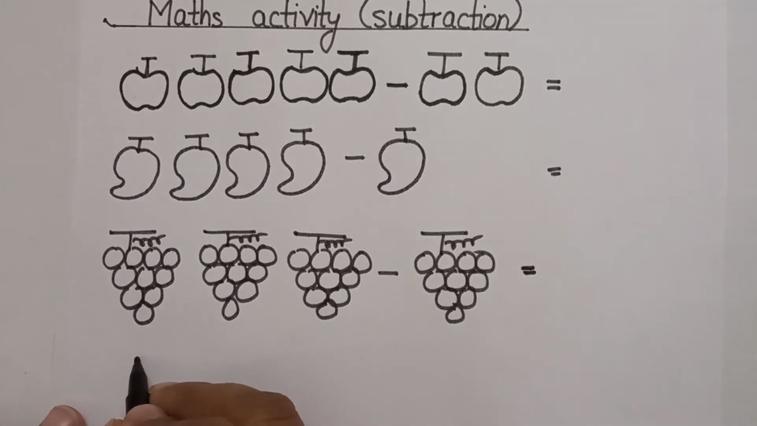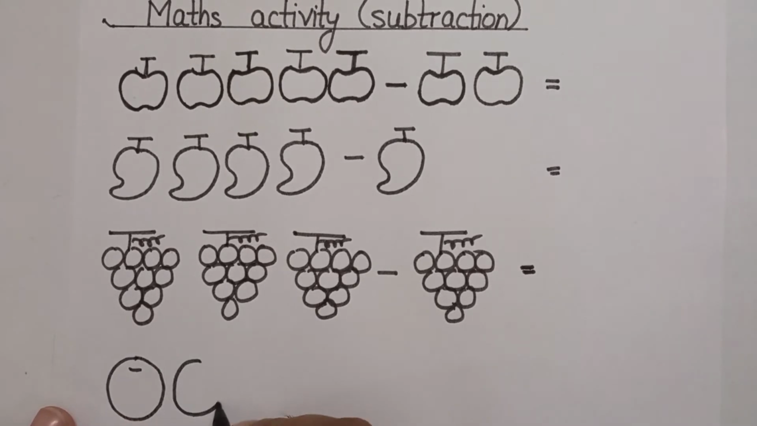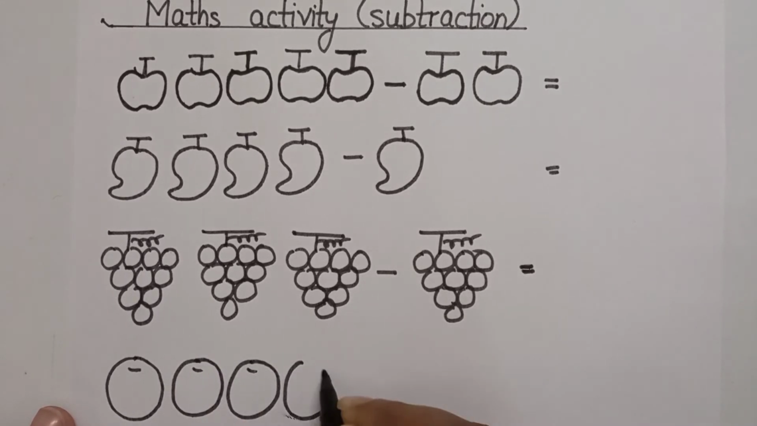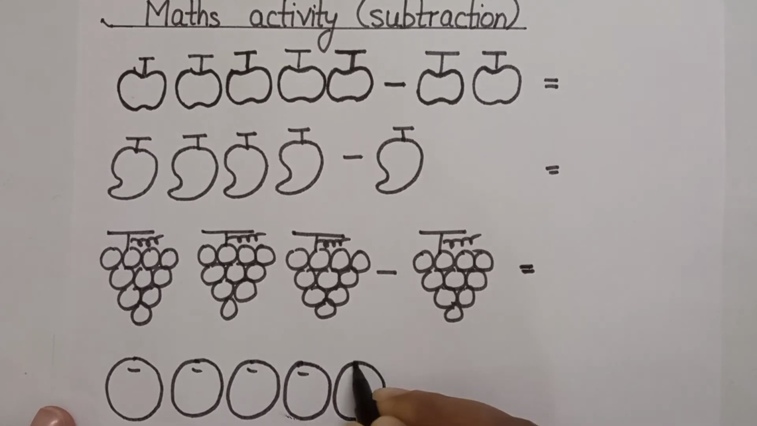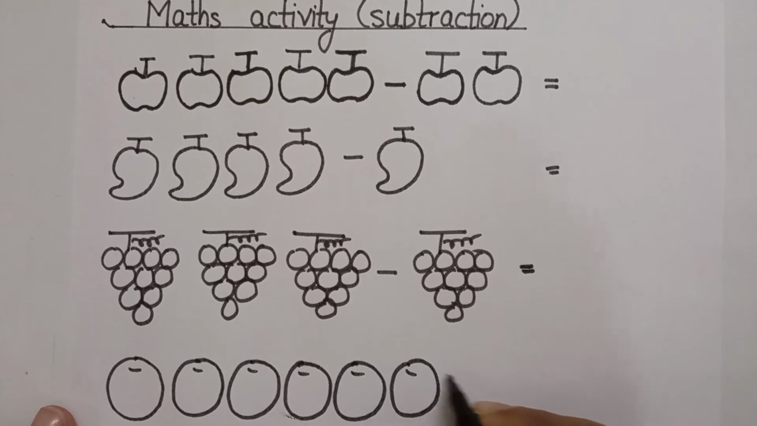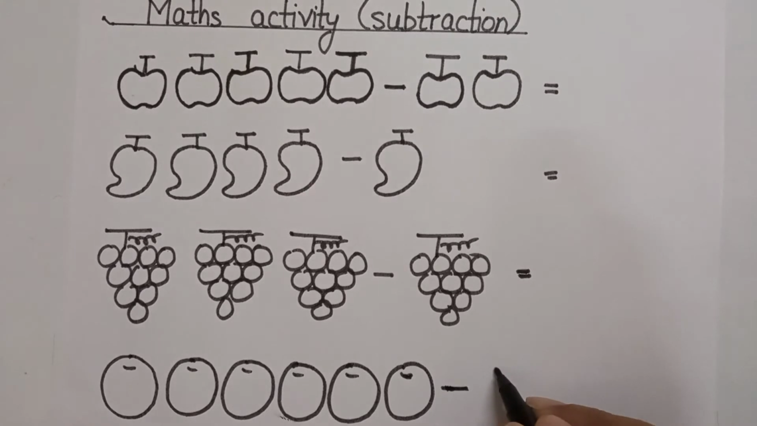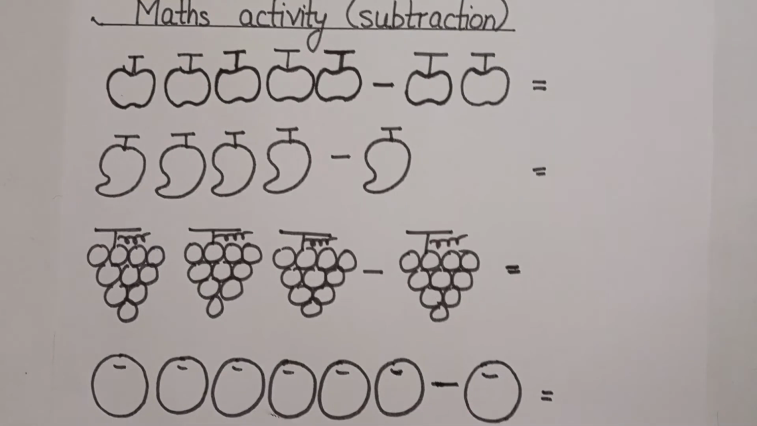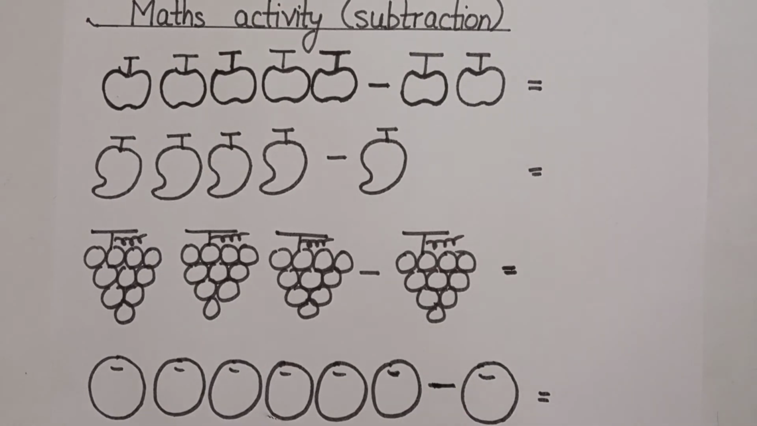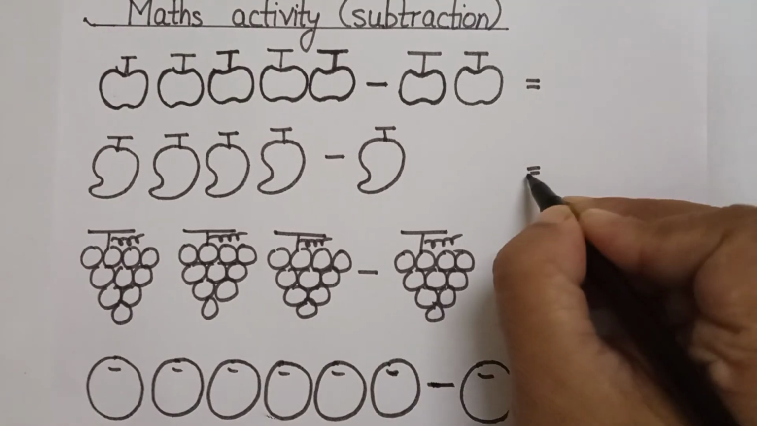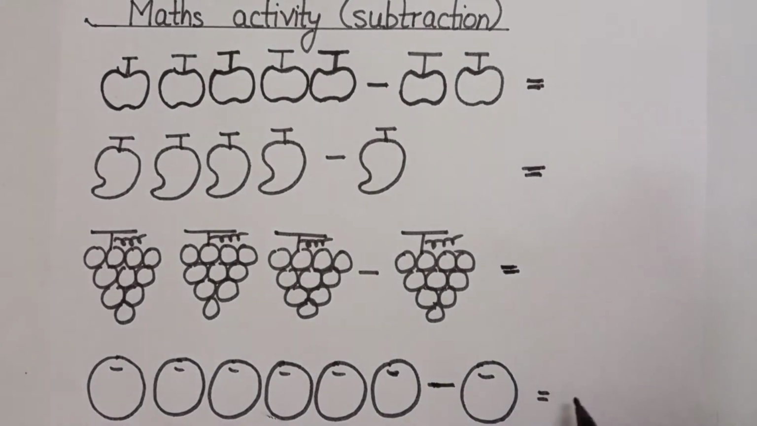So now I will make an orange. 1, 2, 3, 4, 5, 6. Now there are 6 oranges, and you have to give back 1 orange to me. So how many oranges are left? This type of worksheet you can give to your kid, and they can write the answer also. You can ask them to write the answer in the front.